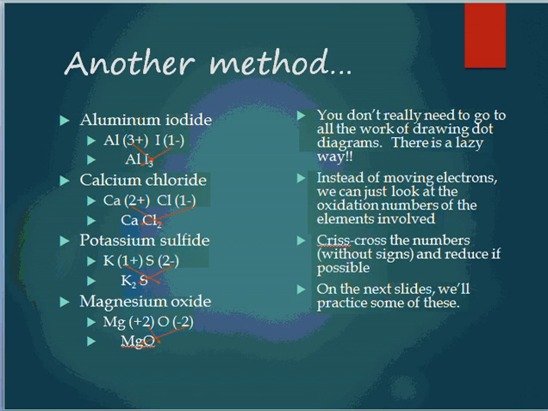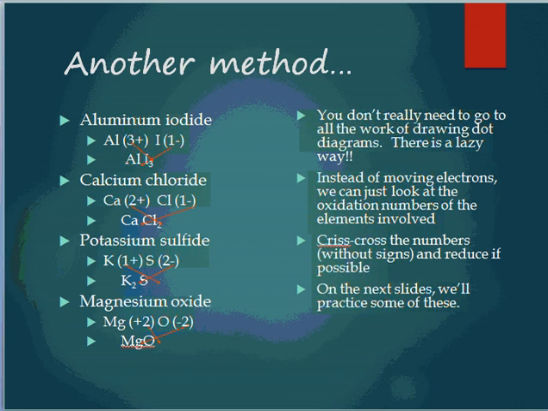Okay, the next one, calcium chloride. Calcium has an oxidation number of 2, chlorine 1, and so in the formula we have 1 calcium and 2 chlorines. And that's because, remember, calcium 2+ means that calcium is going to give up 2 electrons. It takes 2 chlorines to pick up those 2 electrons, and so the formula is CaCl2. Okay, the same thing's going on with potassium sulfide. You can look at that.